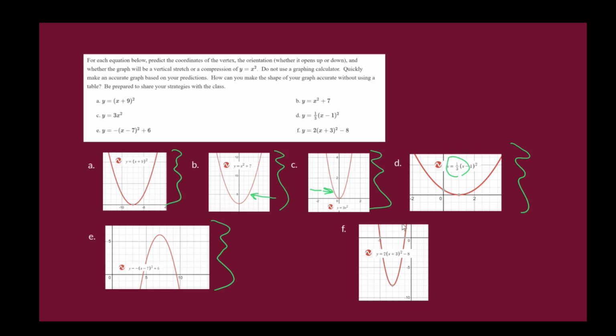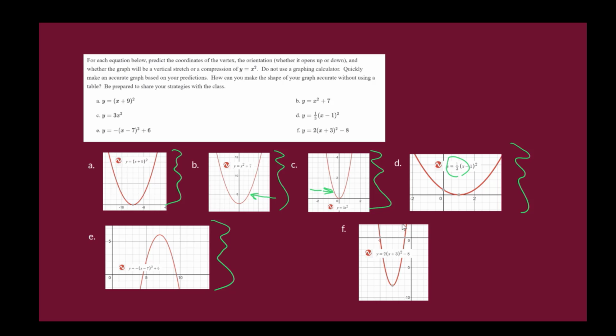I'm so sorry for stuttering through that. It does not have a vertical stretch or compression because the absolute value of A is 1. The only thing that happens with the A is that because it's negative, it points downward, but it's still the same width and shape of what we would have with the parent function.